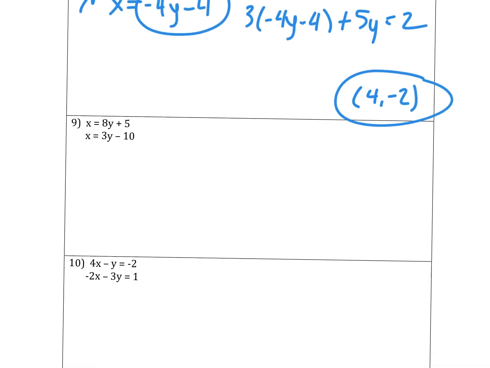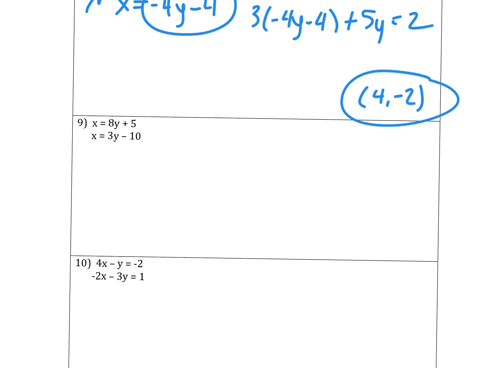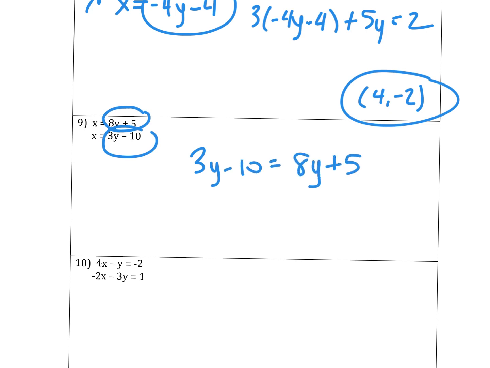Number 9, the x is isolated for both, so all you have to do is take these two expressions and set them equal to each other. So you have 3y minus 10 is equal to 8y plus 5. And then when you solve from there, negative 19, negative 3 was your point of intersection.